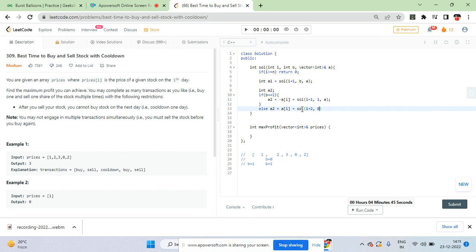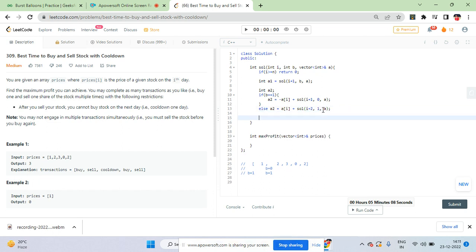And i plus 2, this is basically the whole point. Why i plus 2? Because b equal to 0 means you are looking forward to sell, and b equal to 1 means now you are looking forward to buy again, right? But you cannot buy on the next day. That is basically the constraint. So I'm going to i plus 2 and then making b 1, and that's about it.